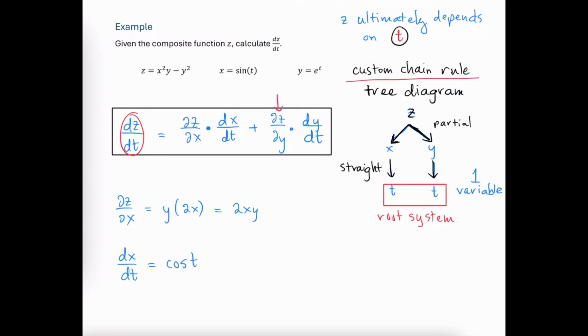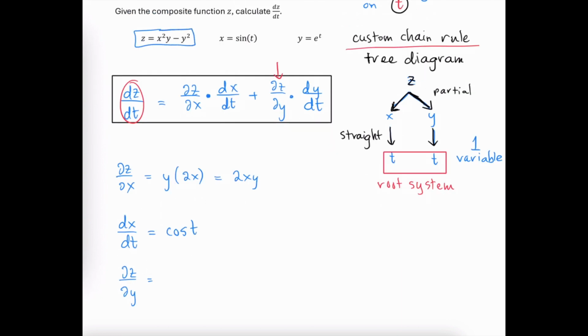Now we need partial z with respect to y, so back over here to our z equation, if we are calculating the partial with respect to y, that means x is going to be constant. So this is a constant multiple of y, and the derivative of y is 1, so we just get that constant multiple x squared, minus the derivative of y squared is 2y, and so that completes this partial. Now we need dy dt, and our y variable depends only on t. The derivative of e to the t is e to the t.